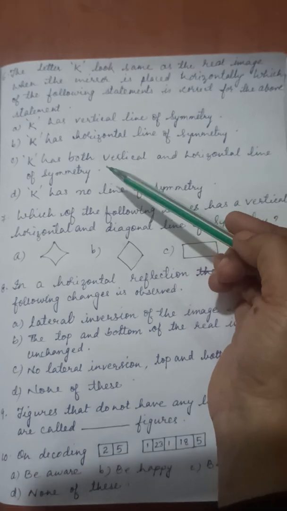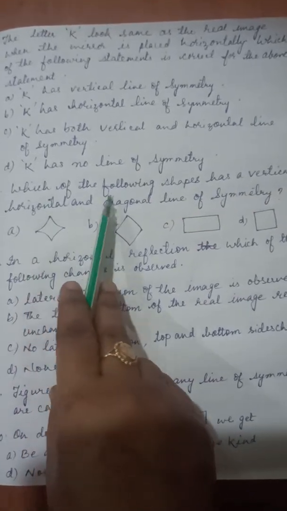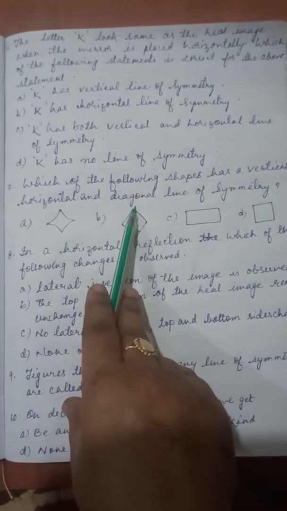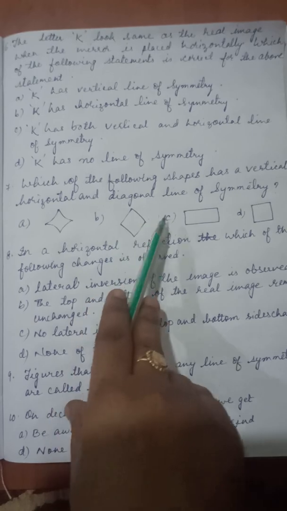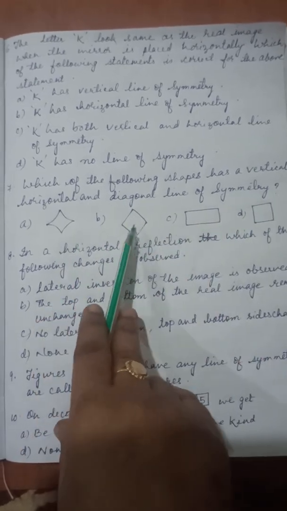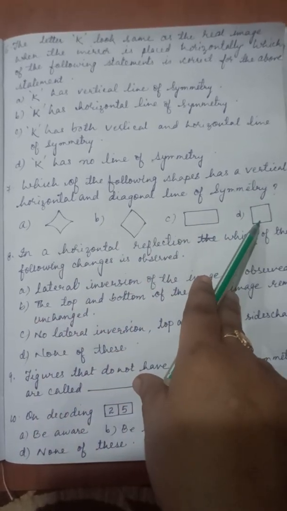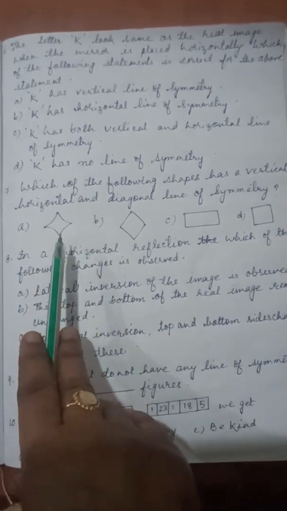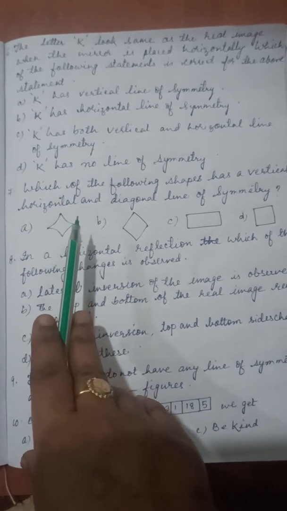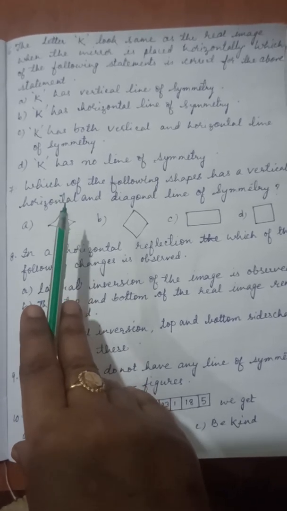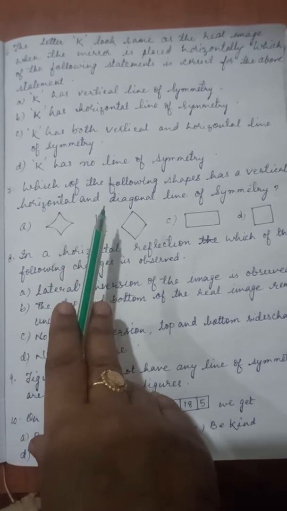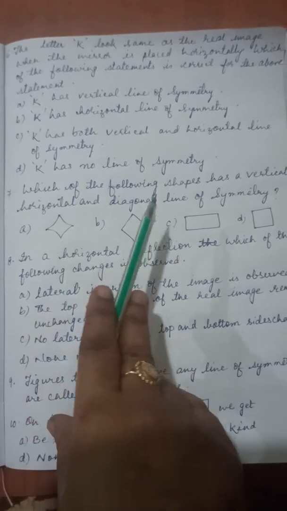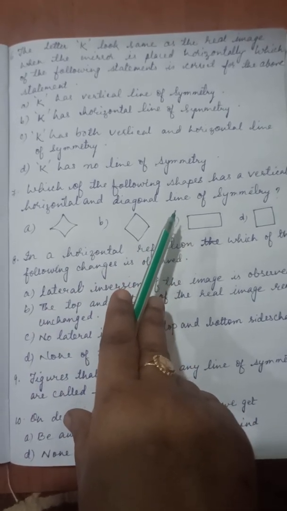So which of the following statement is correct for the letter K to have a real image when a horizontal mirror is placed? Okay. The next question you have, which of the following shapes has a vertical, horizontal and diagonal line of symmetry? So here 4 different figures are given to you. You have to go through each and every shape carefully and try to draw the horizontal, vertical and diagonal line of symmetry, and you have to make sure in which of the following figures all these 3 lines of symmetry are possible.